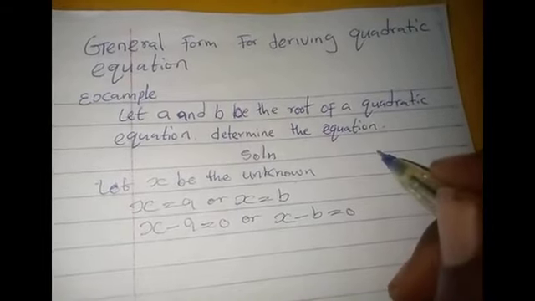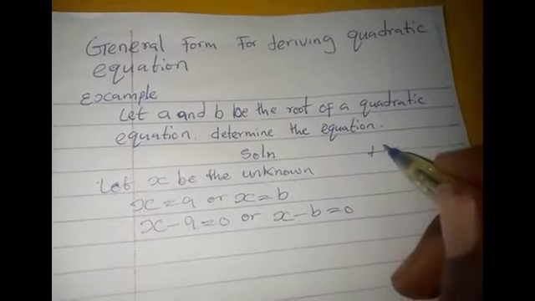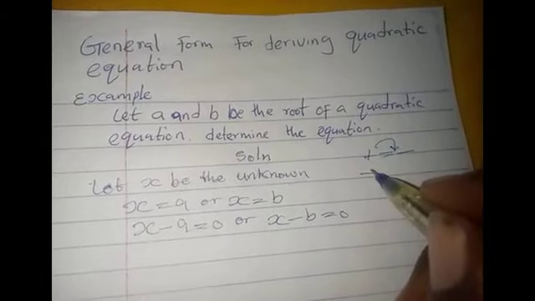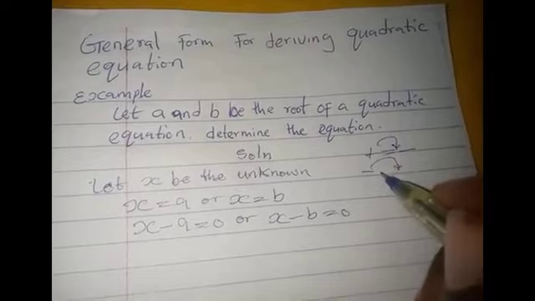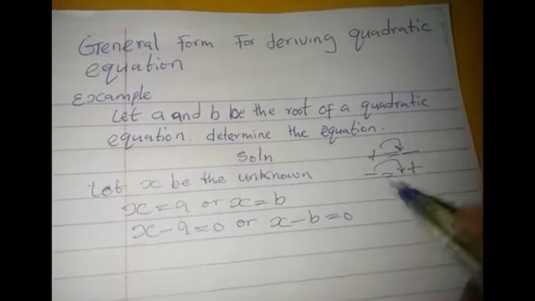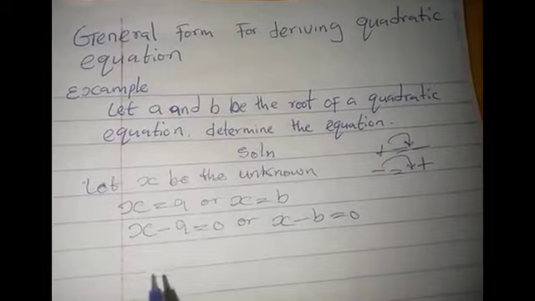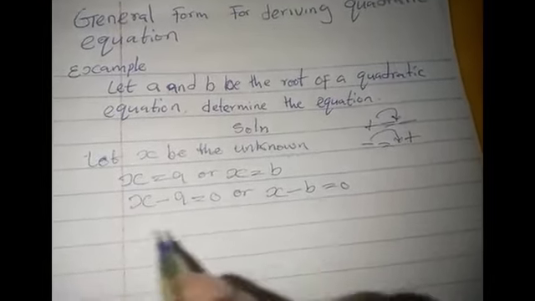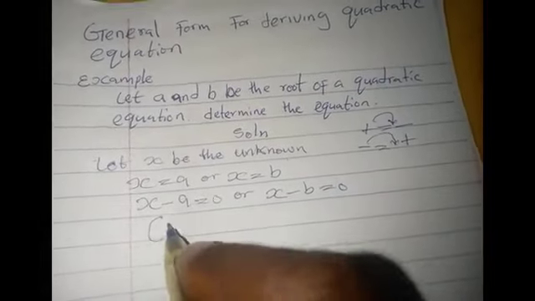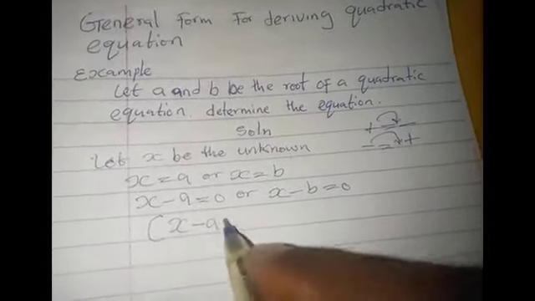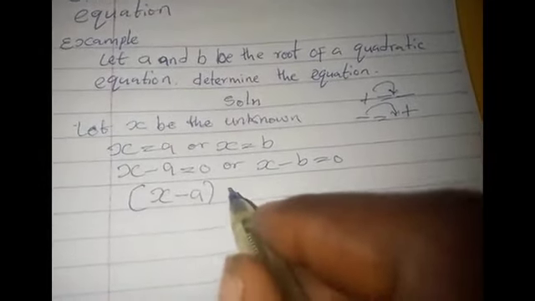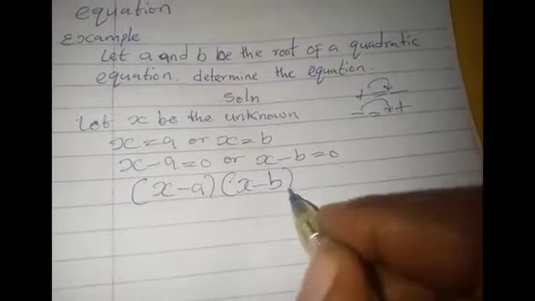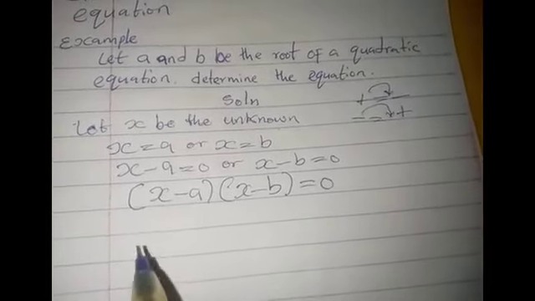Please note that when a positive sign crosses the equality sign, it becomes negative, and when a negative sign crosses the equality sign, it becomes positive. So that was it here. So what do we do next? We put this in a bracket, and we put this in a bracket. So we say bracket x minus a, close the bracket, bracket x minus b, close the bracket, all equal to 0.